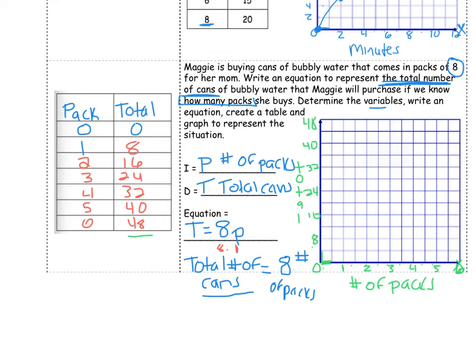Now we can plot our points. At 0 packs, there are 0 cans. At 1 pack, there were 8. And at 2, there were 16. And we continue plotting our points until we see that we have a good straight line, and then we are going to connect them.